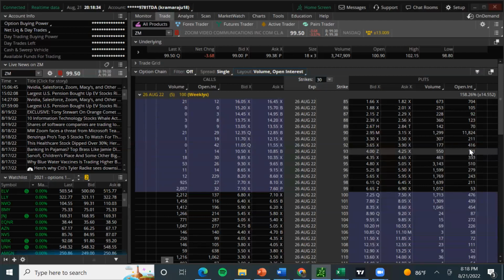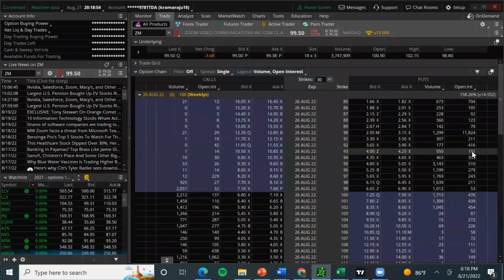That means there is very, very low interest for this particular strike price. If I am buying 10 contracts, the open interest should be more than 30 times that. If that is not there, then whenever I want to sell it, there may not be any buyers to buy that contract. There may be very little interest.